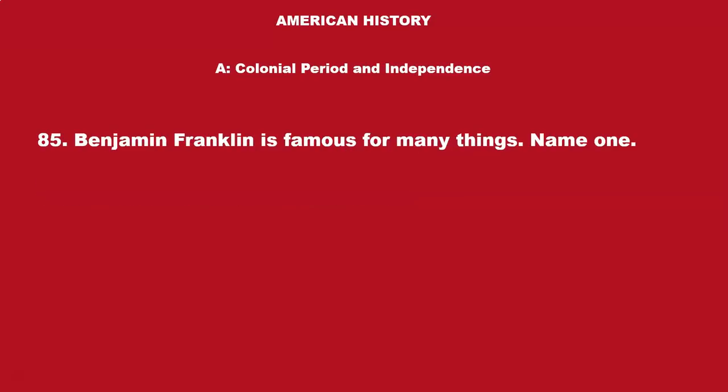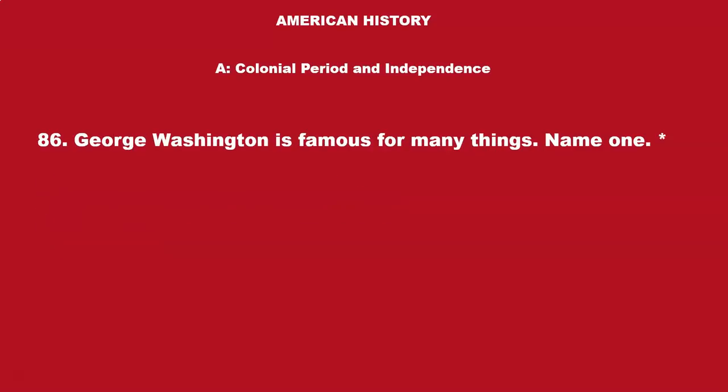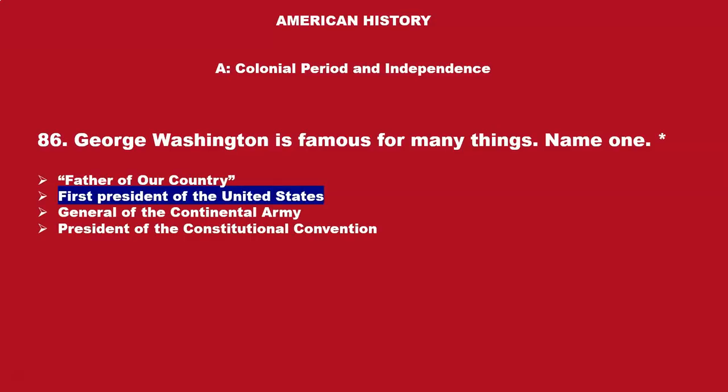Benjamin Franklin is famous for many things. Name one. U.S. diplomat. George Washington is famous for many things. Name one. First President of the United States.